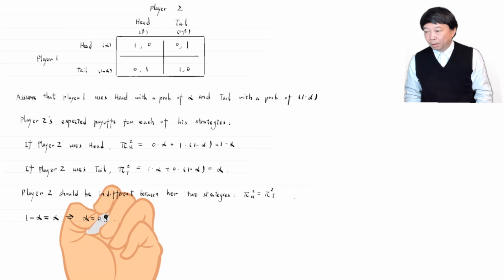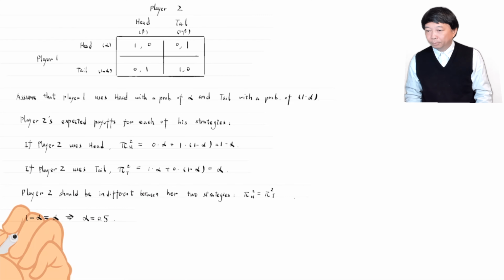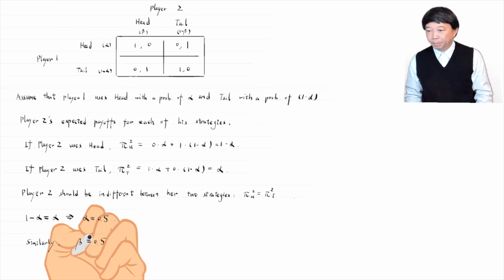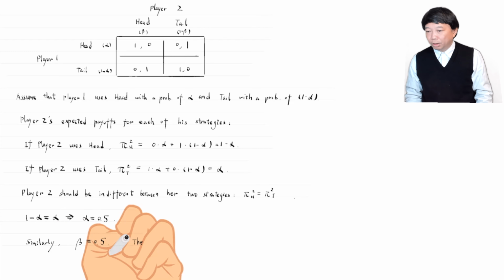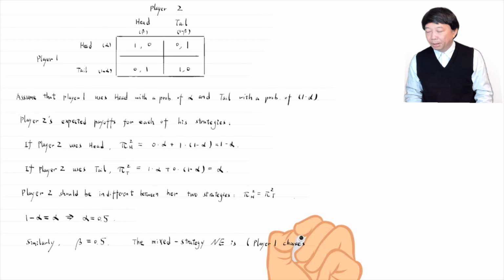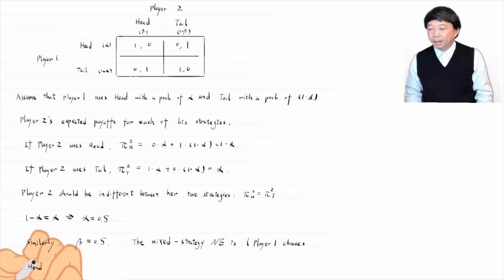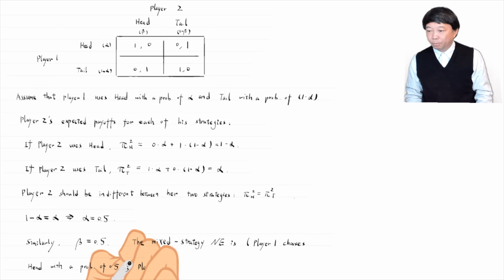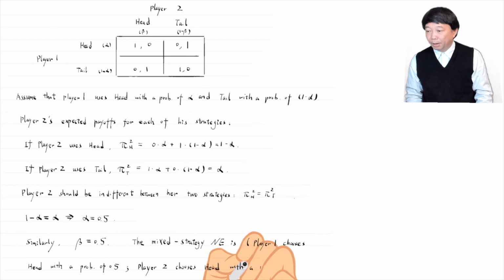The same reasoning applies to the other player. We can obtain beta, the probability at which player 2 chooses head, which is also 0.5. Or we can get the result by symmetry. Therefore, the mixed strategy Nash equilibrium is that player 1 chooses head with a probability of 0.5 and player 2 also chooses head with a probability of 0.5.